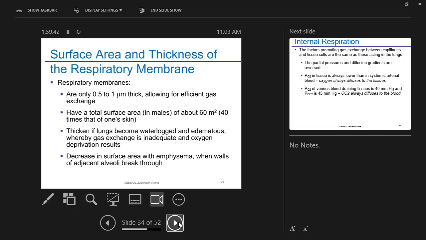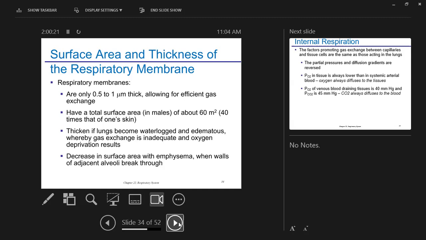We want to have very thin respiratory membranes in the alveoli because the oxygen has to go through the alveoli membrane, through the capillary membrane, and through the red cell membrane. So if the respiratory membranes get thicker through inflammation or accumulation of mucus, for example, it makes it more challenging for oxygen to diffuse across the membrane. We love that very tiny, half micrometer thick membrane.